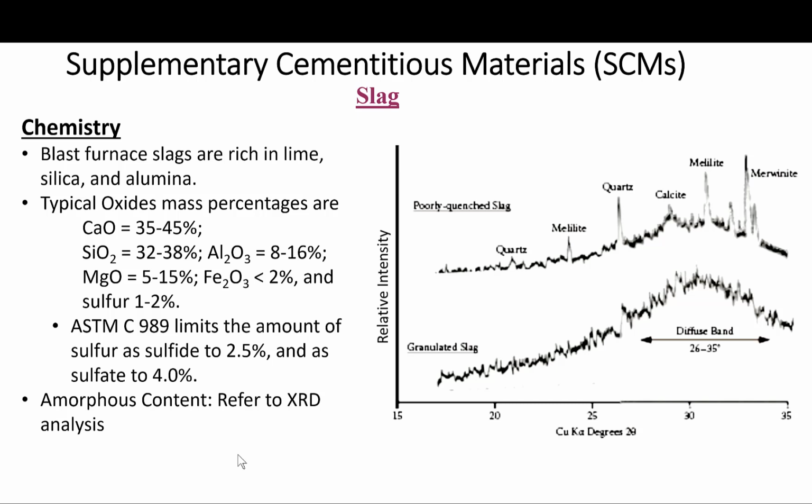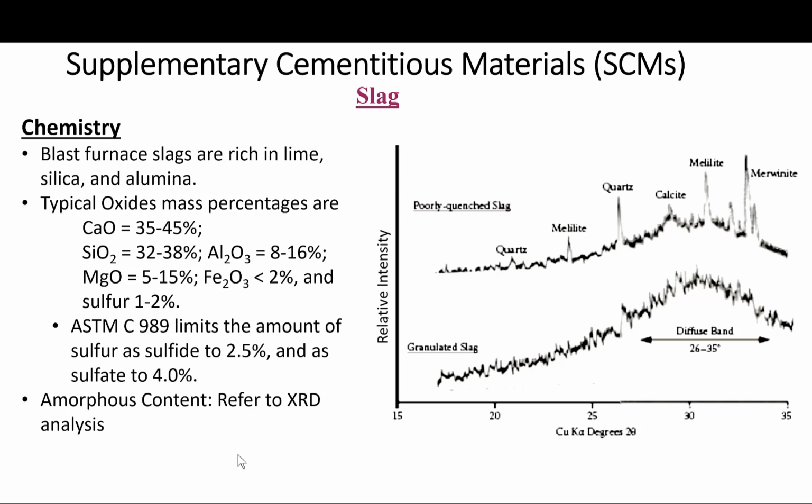The blast furnace slag, we said, is rich in lime, silica, and alumina. The typical oxides, which we talked about in the previous lectures, by mass percentage: calcium oxide 35 to 45%, silicon dioxide 32 to 38%, alumina 8 to 16%. We also have magnesium oxide, 5 to 15%, and ferric oxide, less than 2%, and also sulfur in small quantities. ASTM C989 limits the amount of sulfur as sulfide to 2.5% and as sulfate to 4%.